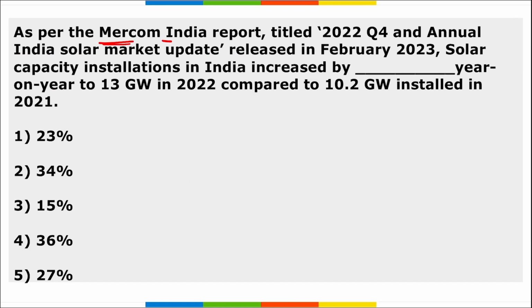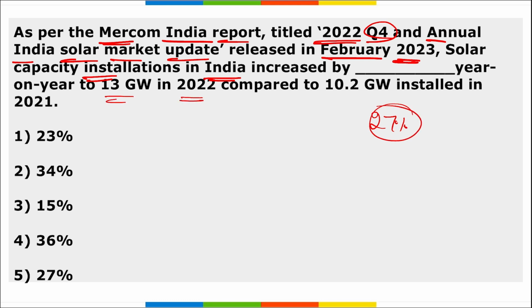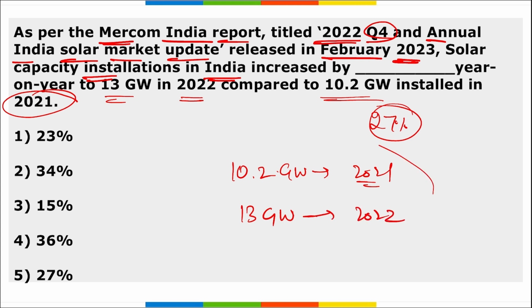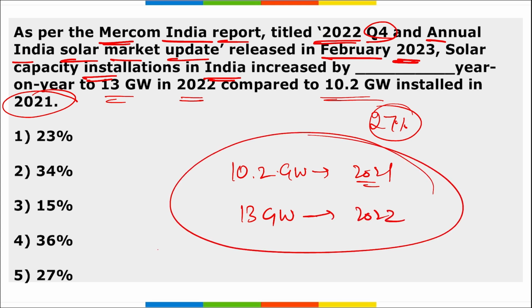Next, as per the Marcum India report titled 2024 Quarter 4 and Annual India Solar Market Update that was released in February 2023, solar capacity installations in India have increased by almost 27% year on year to 13 gigawatt in 2022 compared to 10.2 gigawatt in 2021. So we can say 10.2 gigawatt was there in 2021, and it has increased to 13 gigawatt in 2022, and here we can see year on year an increase of 27%. So the correct option here is the fifth.